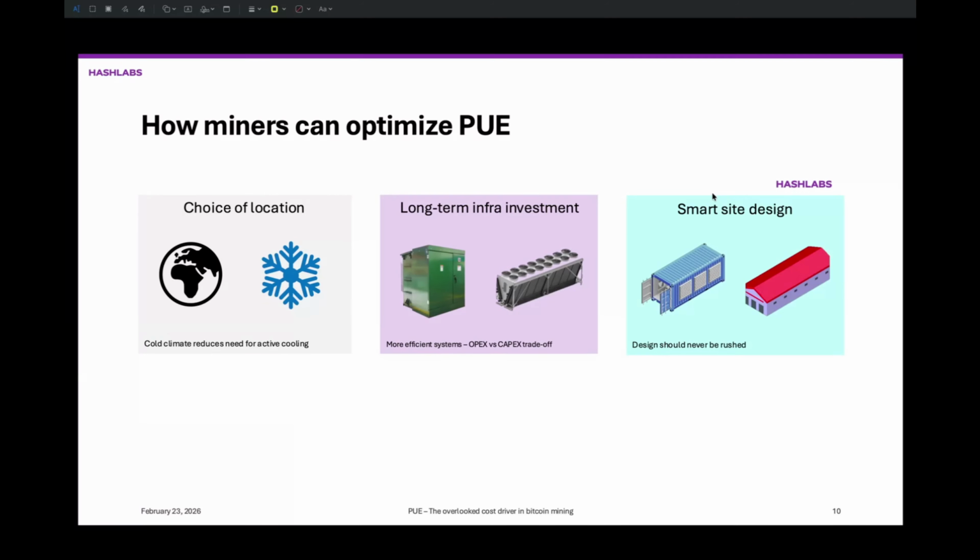So yeah, start mining in a cold place. Avoid the hot places, or at least know that if you choose a hot place, you will spend a lot of electricity on the cooling, which makes your project less competitive. Then you can choose to do long-term infra investment. As I said, if you invest more now, then you can consume less power later. You have a better power usage effectiveness of your site.